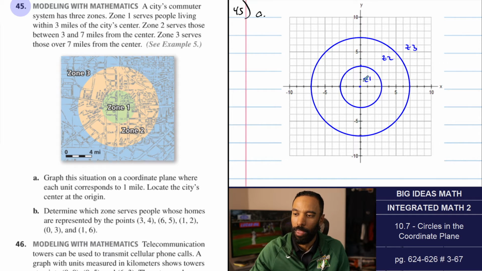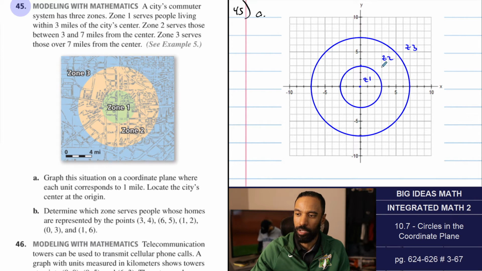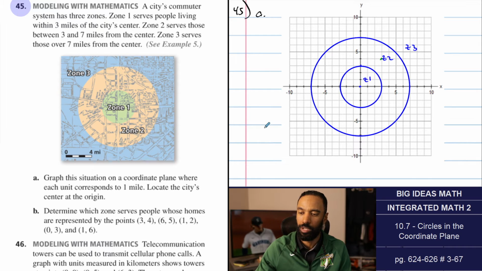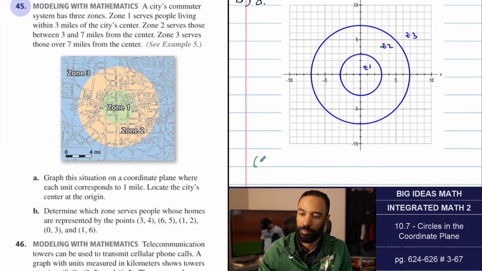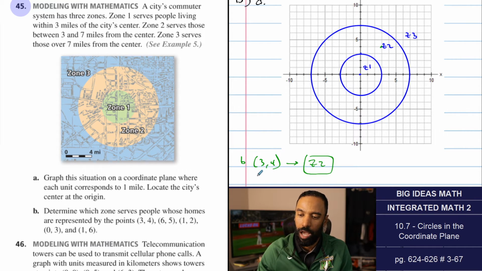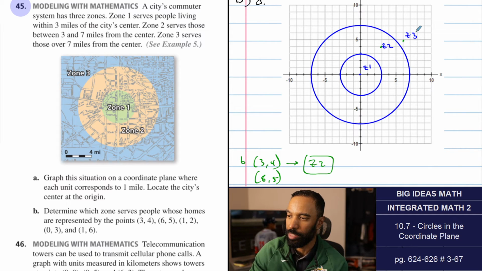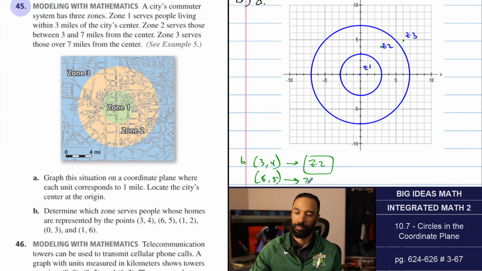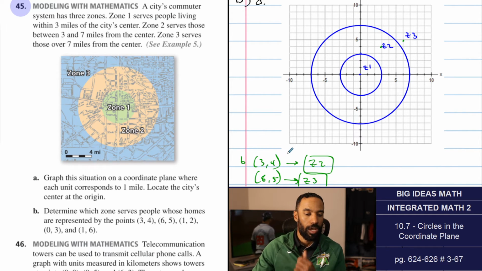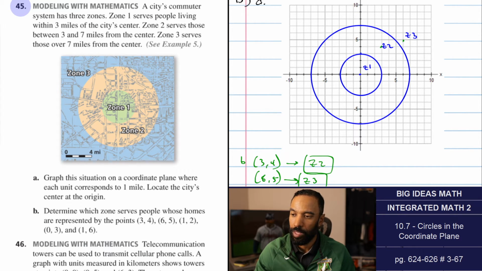Determine which zone serves people whose homes are represented by these points here. So 3, 4: over 3, up 1, 2, 3, 4 is zone 2. So 3, 4 is zone 2. 6, 5 looks like it's outside right there, so that's going to be zone 3. I think most of them will be zone 2. 1, 2 is inside zone 1.